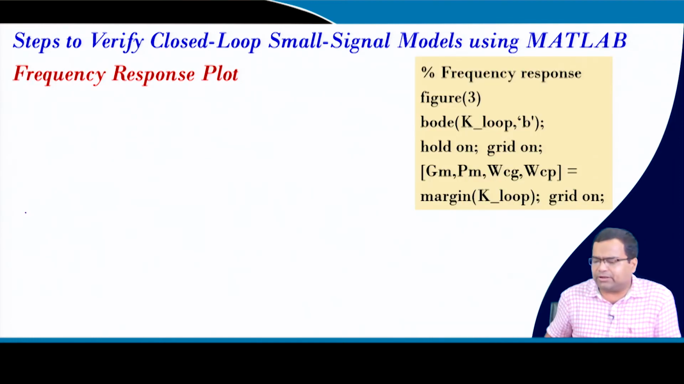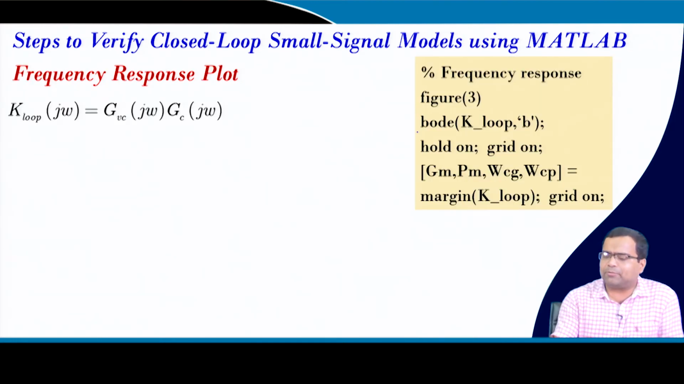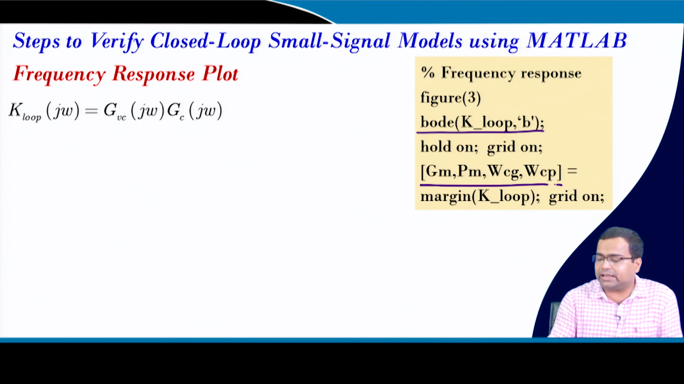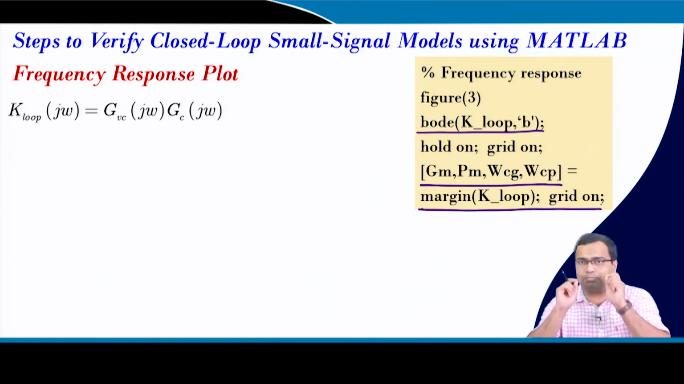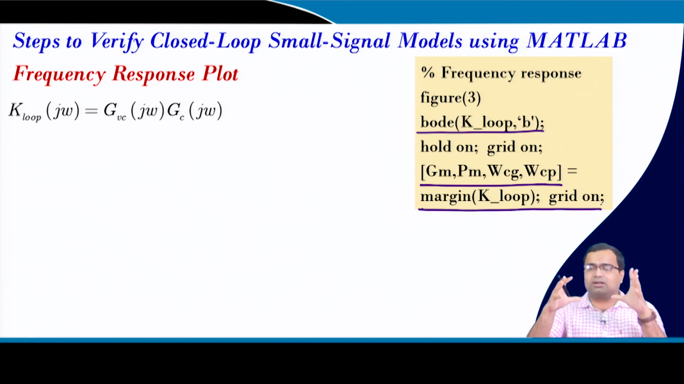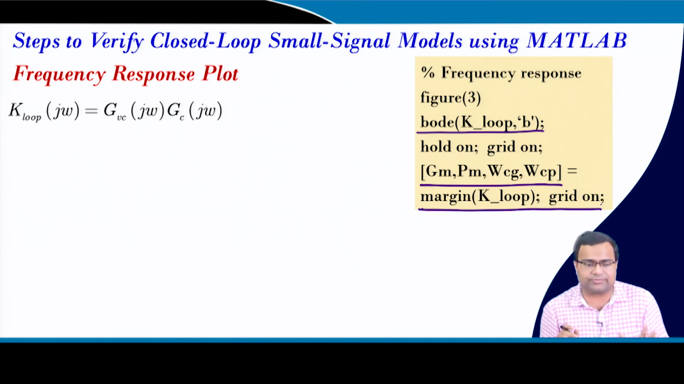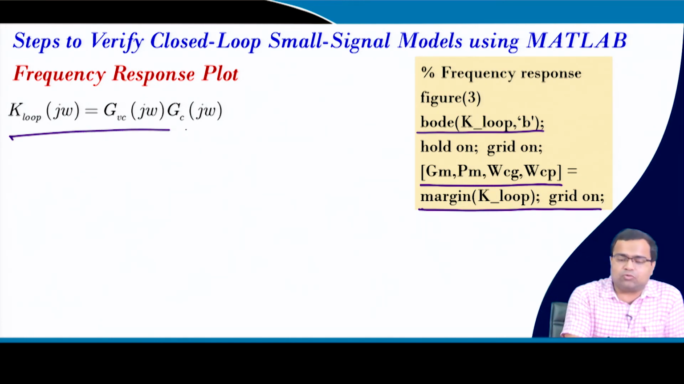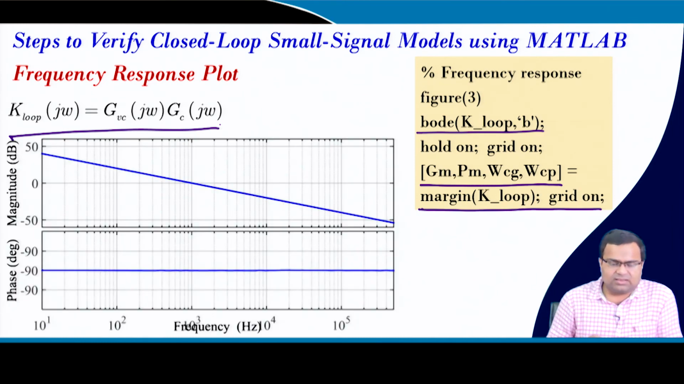Then we can do frequency response plot, Bode plot here, and we can obtain gain margin, phase margin, gain crossover frequency, phase crossover frequency using this margin, because we want to see actually in the Bode plot whether we are getting minus 90 degree phase margin or whatever gain crossover frequency. So, this is our loop transfer function. This is the compensated loop transfer function.